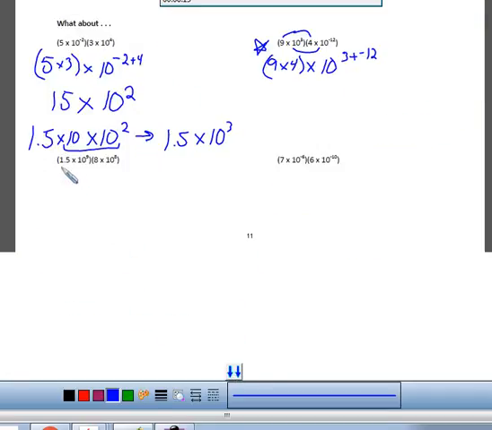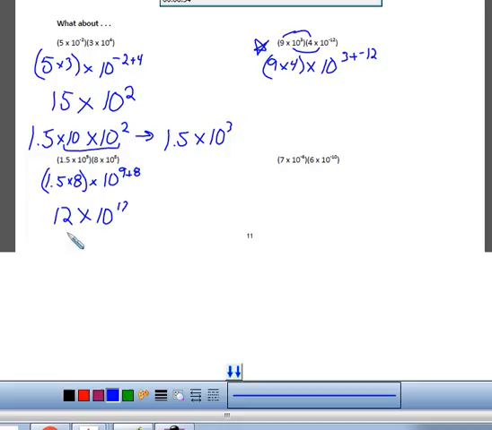Let's go ahead and take a look at 1.5 times 10 to the 9th times 8 times 10 to the 8th. So we have 1.5 times 8 times 10 to the 9 plus 8 power. So 1.5 times 8 is 12 times 10 to the 17th.